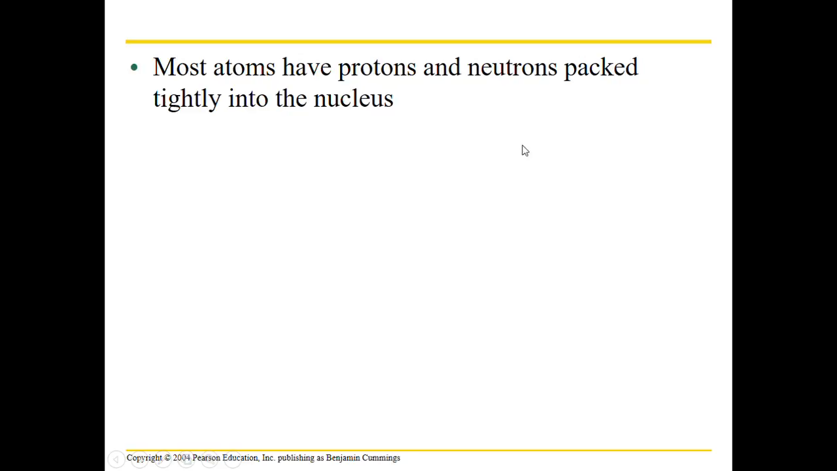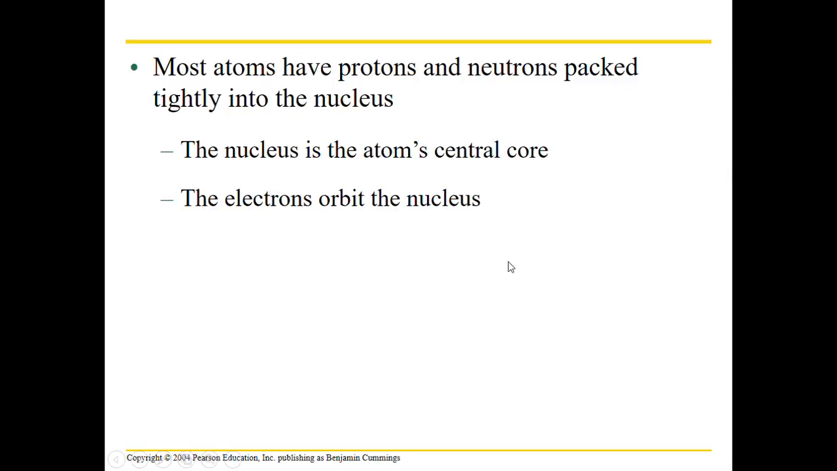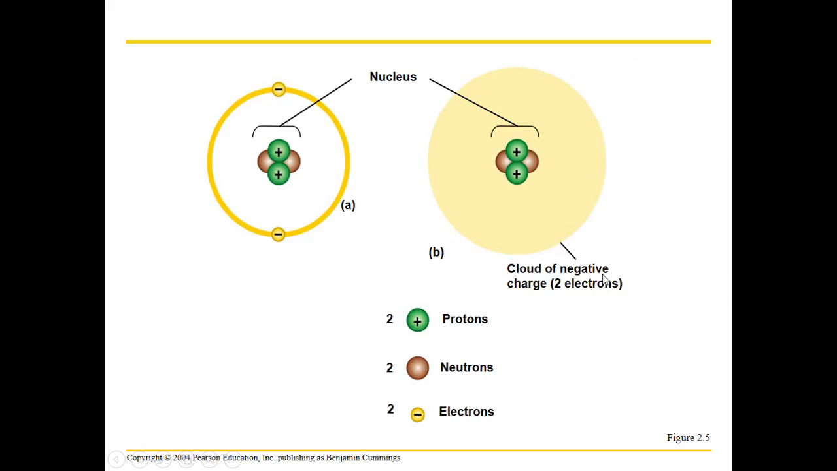See, most atoms have protons and neutrons packed tightly into the nucleus. So the protons and neutrons are packed tight, and then the electrons are floating way outside. The nucleus is the atom's core. We also have a nucleus in cells, which is the core of a cell. So that's all the nucleus is referring to, the center. The electrons orbit the nucleus. So yeah, the electrons are going to be way spaced out. So here's another pictorial of that.